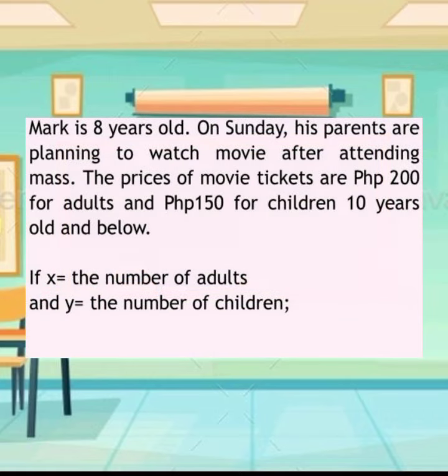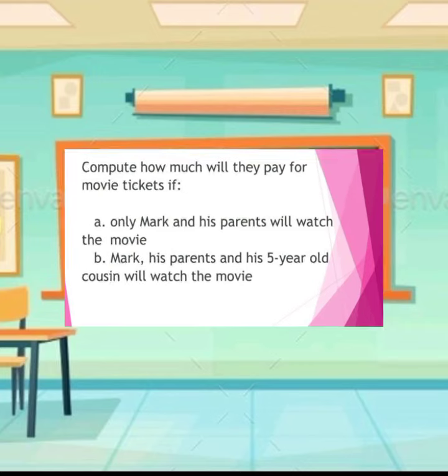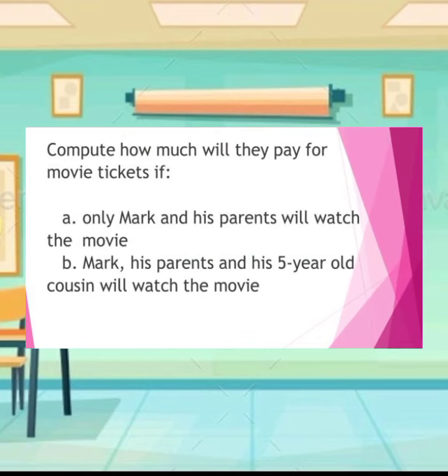We have here another example. Mark is 8 years old. On Sunday, his parents are planning to watch a movie after attending mass. The prices of movie tickets are 200 pesos for adults and 150 pesos for children 10 years old and below. Now, if X is the number of adults and Y is the number of children, compute how much they will pay for movie tickets if A, only Mark and his parents will watch the movie, and B, Mark, his parents, and his 5-year-old cousin will watch the movie.